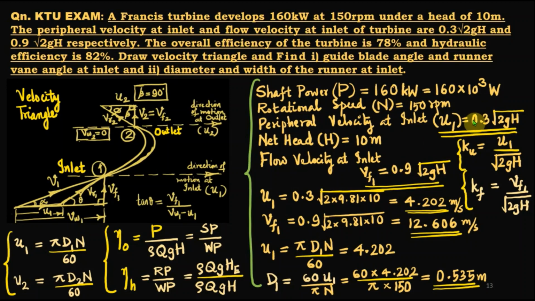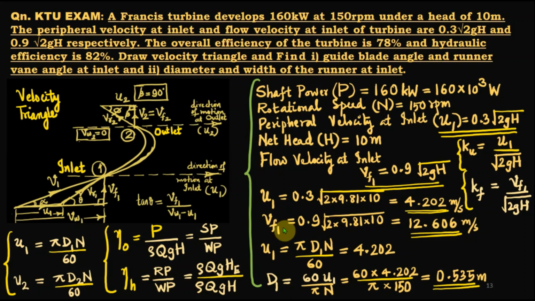Since the expressions are given, it is easy for you. The net head on which the turbine works here, h, is equal to 10 meters. Therefore, you can now find out the tangential velocity of the runner at inlet u1 and the flow velocity at inlet Vf1. So u1 is equal to 0.3 into root of 2 into 9.81 into 10, that is equal to 4.202 meter per second.